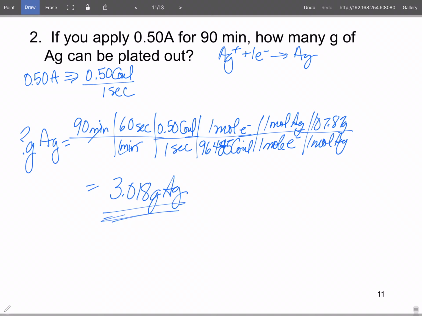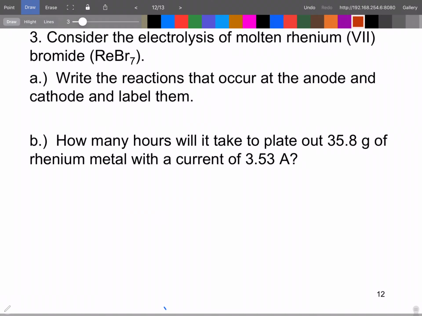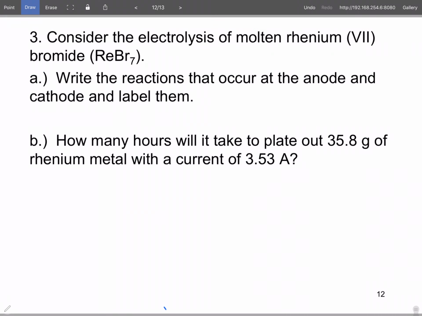Okay, so you will have one like this on the test. It's relatively simple. It's just a matter of walking through and following your units. Now, the one on the test is probably going to be more along the lines of this one right here. And this one takes a little bit more. In some ways it's easier, in other ways it's actually the same with just one extra step.